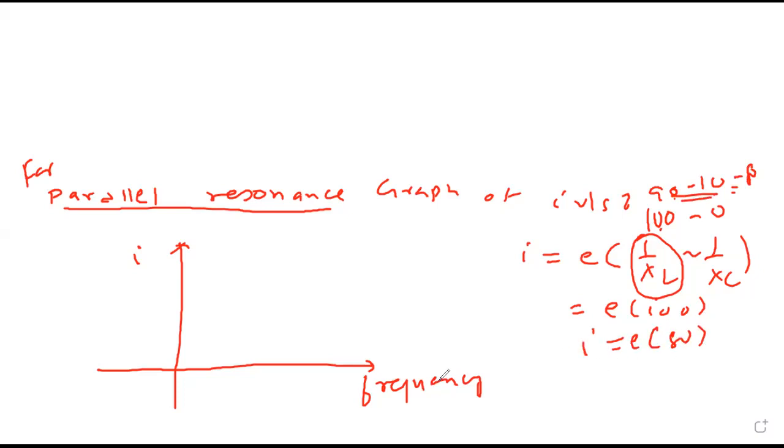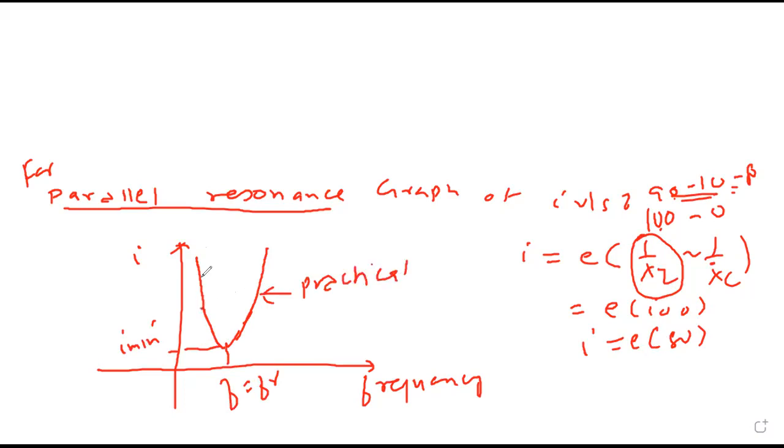Is current decreasing or increasing? Decreasing. And when they become equal, it will become 0. So from maximum it will start decreasing and become 0, but practically it will not become 0, and then again increases. So this is I minimum, and this frequency is the resonant frequency. This is the practical graph and ideally it is 0. This is ideal. Draw this graph now. So this graph is for series resonance, and this is for parallel resonance.